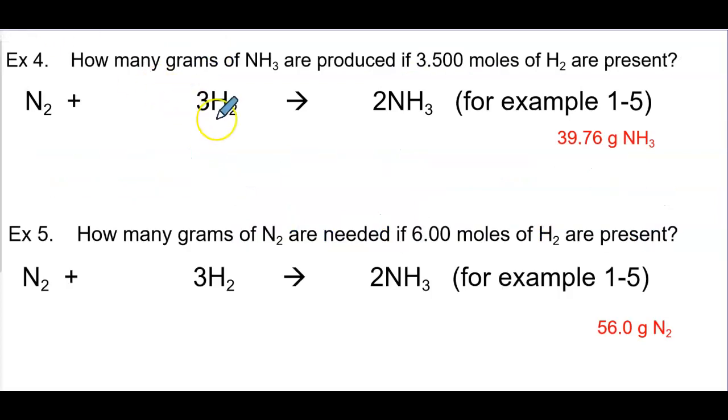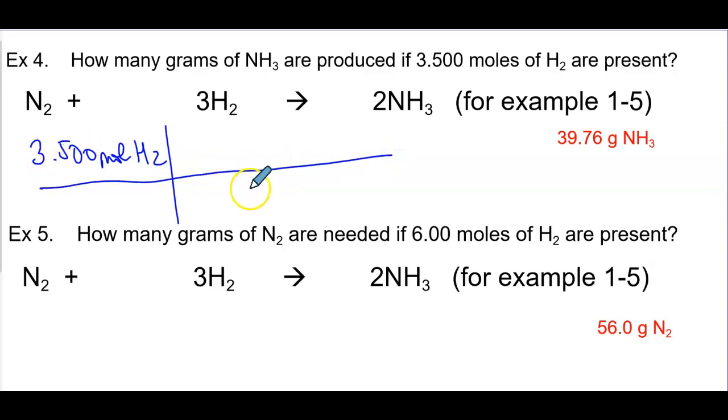Another example here. We're going to do number 4 together. So 3.500 moles of H2. I have moles on top. So my next grid is to do moles of H2. Where I'm going goes on top. Where am I going chemically? To NH3. You're just going to have to look for the question word. So I'm going to NH3.